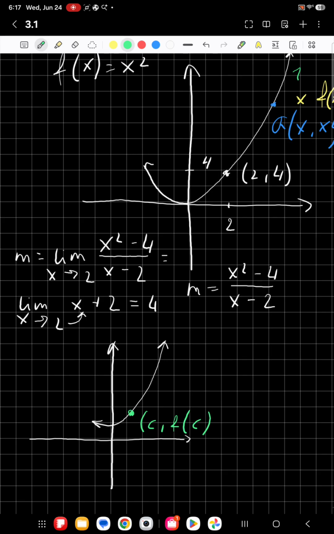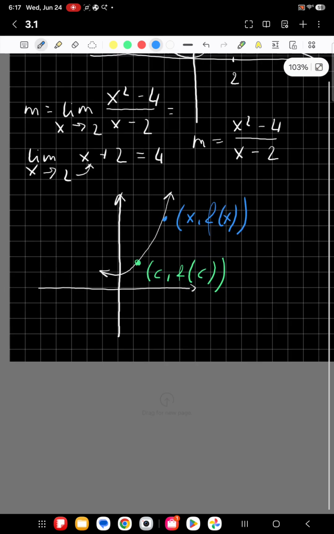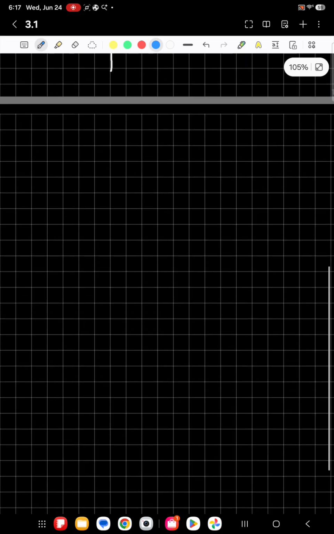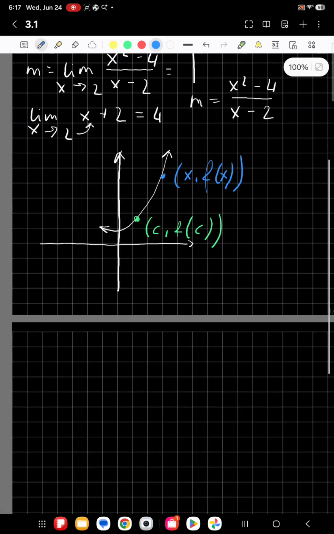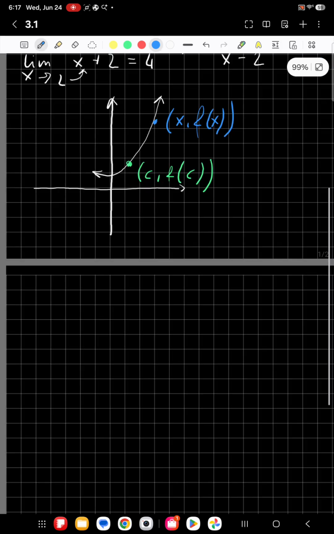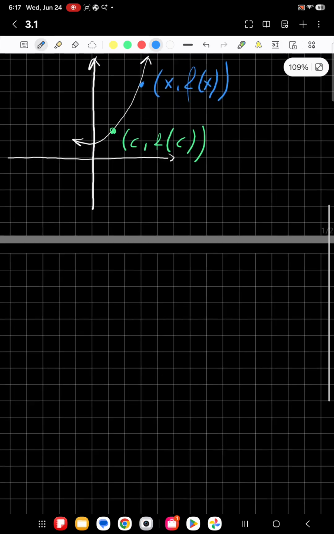Okay. We're just simply making it more abstract and more general. And this point will be x, with coordinates x and f of x. All right, so we'll write again a formula for slope, using this new notation.